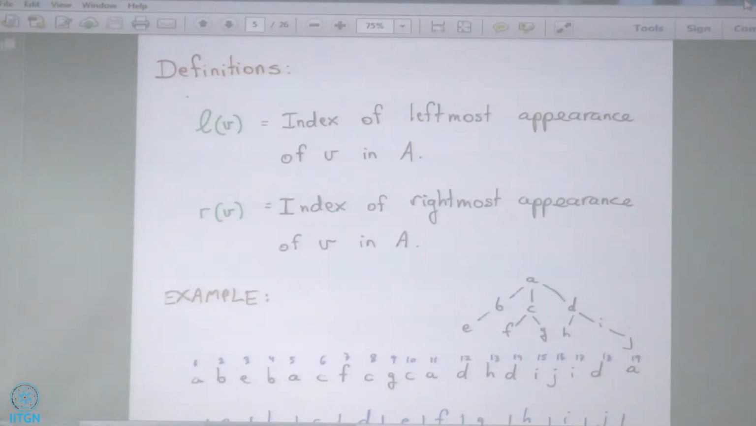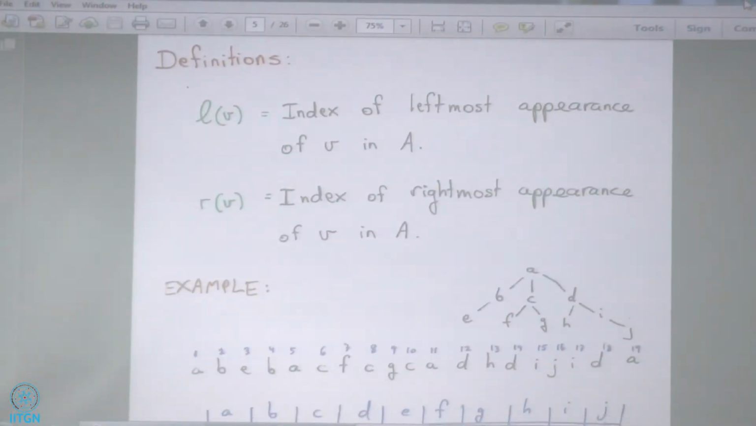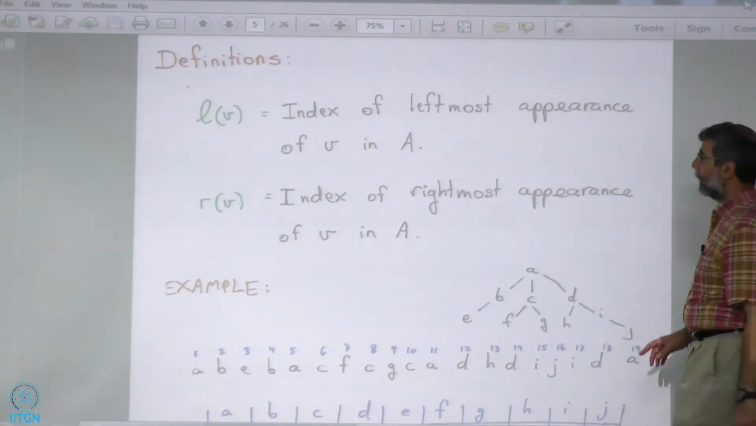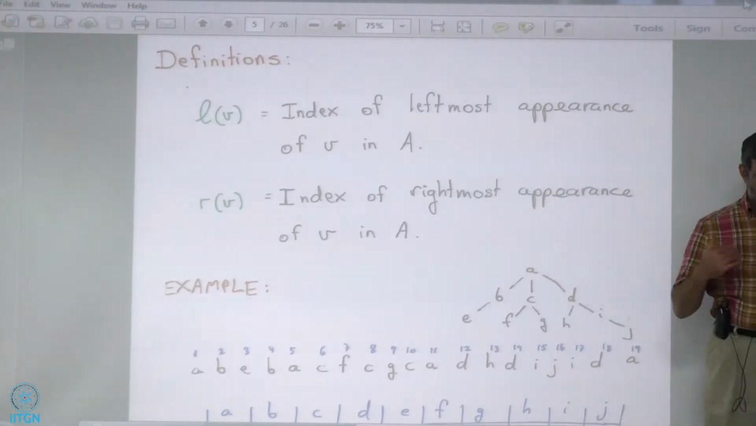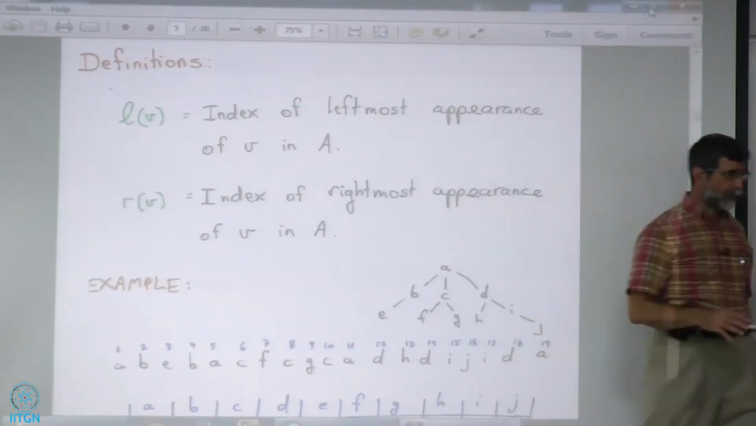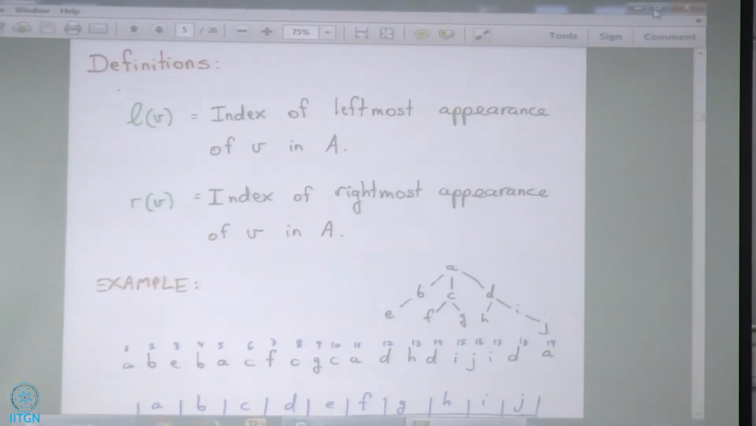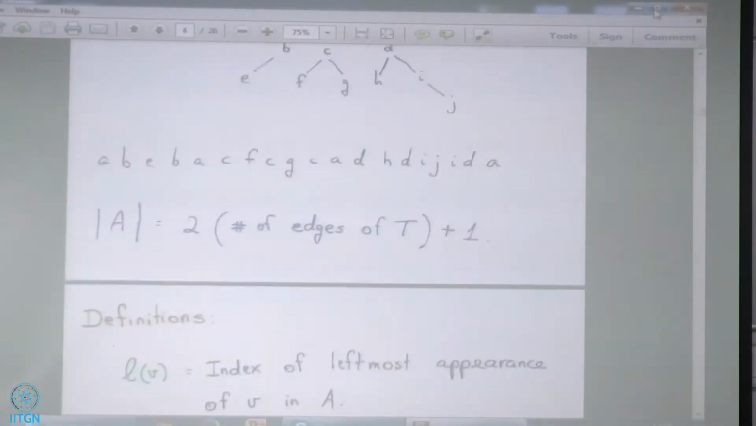Okay, let's define some definitions here. So let's define LV as the index. Okay, so why am I doing these definitions? Let's again go to the intuitions. Why am I doing these definitions?